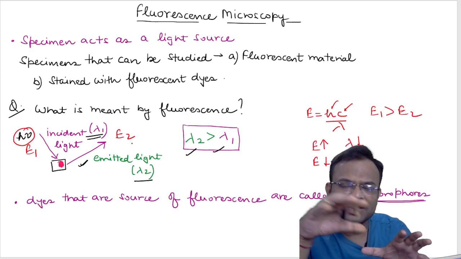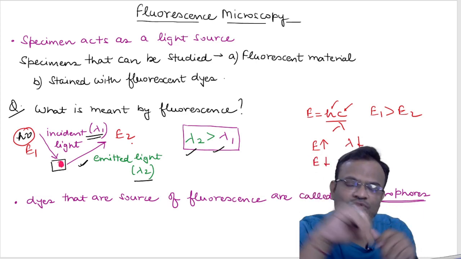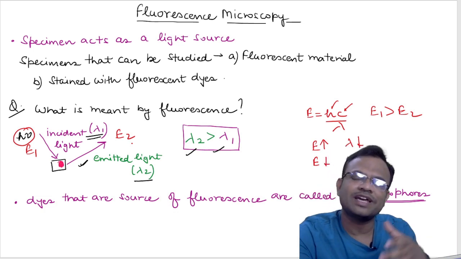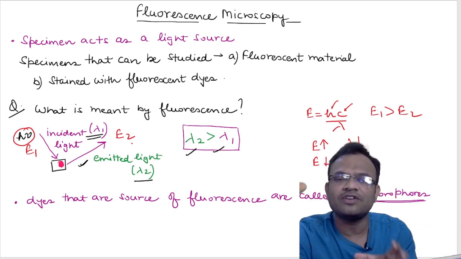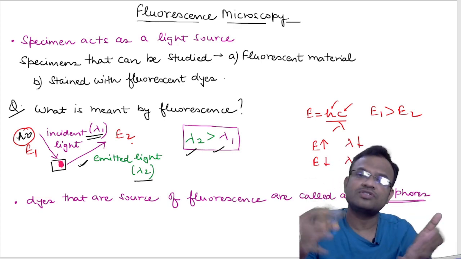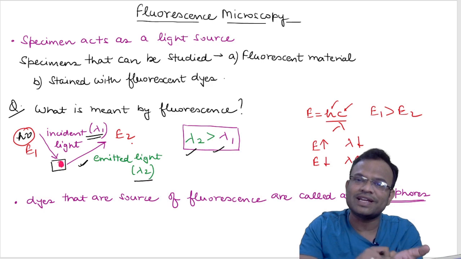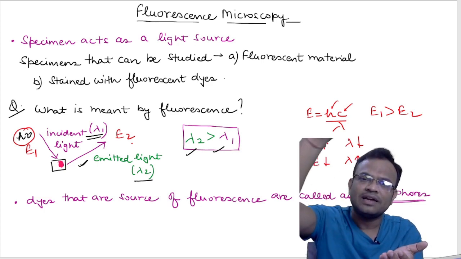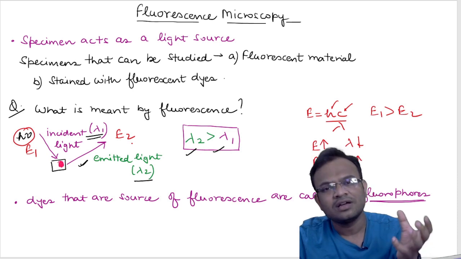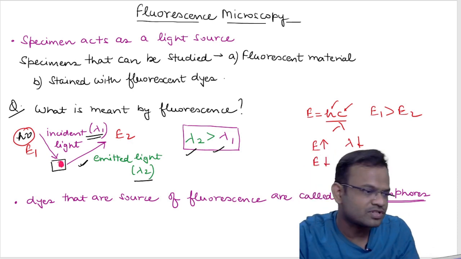Okay, so lambda 2 would be greater than lambda 1. Up till here you have understood. What did I say about fluorophores? Fluorophores are chemicals or dyes that are required for staining substances, right? And of course these fluorophores have the ability to get excited to the higher orbital electrons, and when they come back they emit energy. This is the main feature of fluorophores.